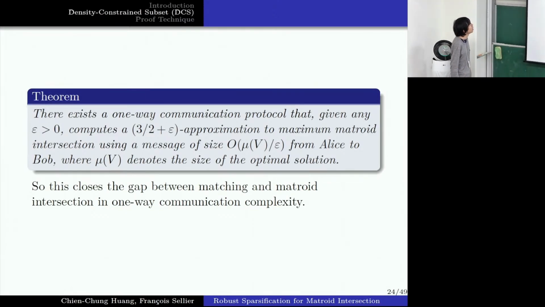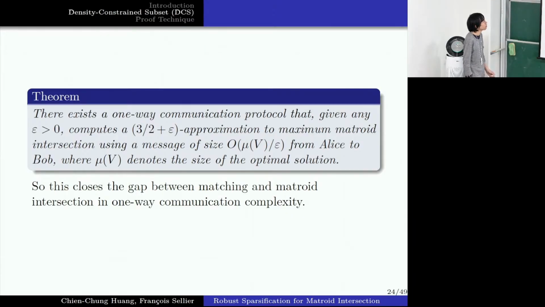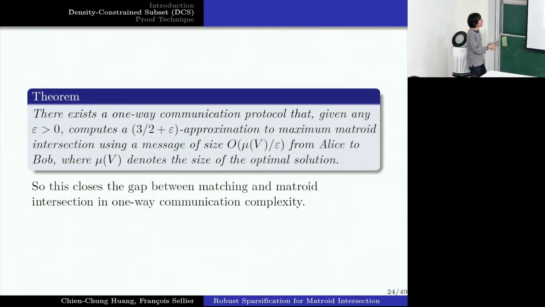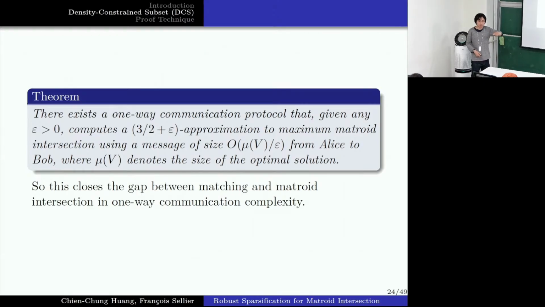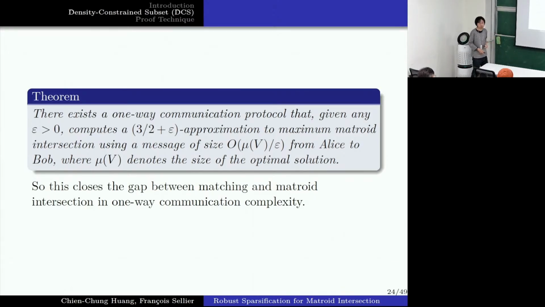So what's the main theorem? Essentially we show the same thing. It's possible that Alice sends a message of this size, where mu of V means the size of the optimal solution. If you are talking about graph matching, it's roughly the number of vertices. And then we can still get a 2/3 approximation. So this means that at least in the case of one-way communication complexity, there is no difference between matching and matroid intersection.